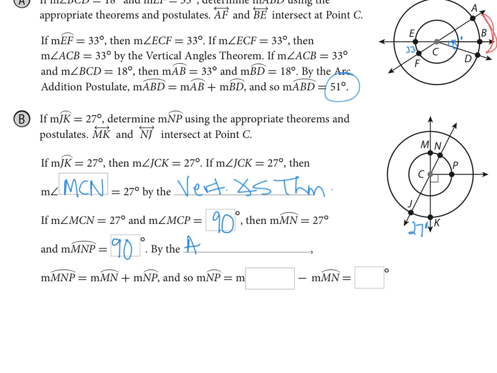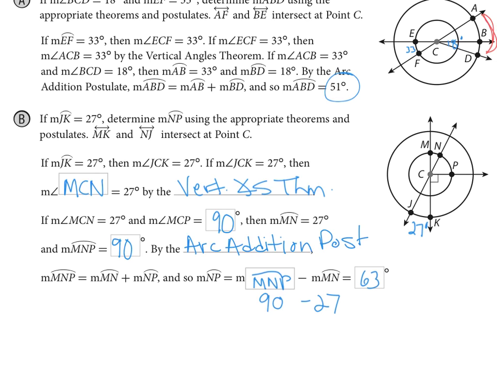So if we use the arc addition postulate there, MNP, which again is this whole big angle here, we know that's 90, and one little piece of it is 27 here. Then the measure of just NP is going to be the measure of the arc that goes from M to N to P, 90, minus arc MN, 27, and so we get a final answer of 63.